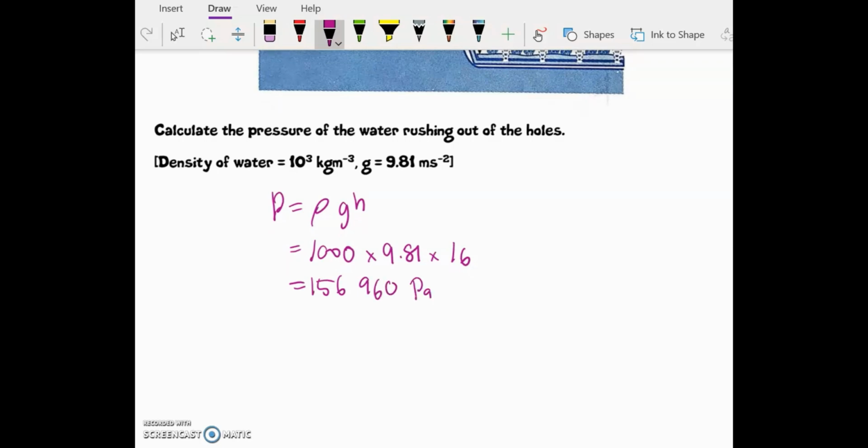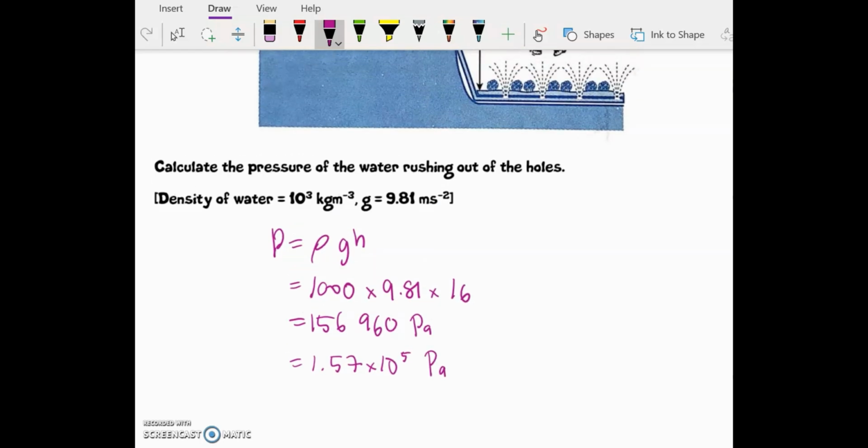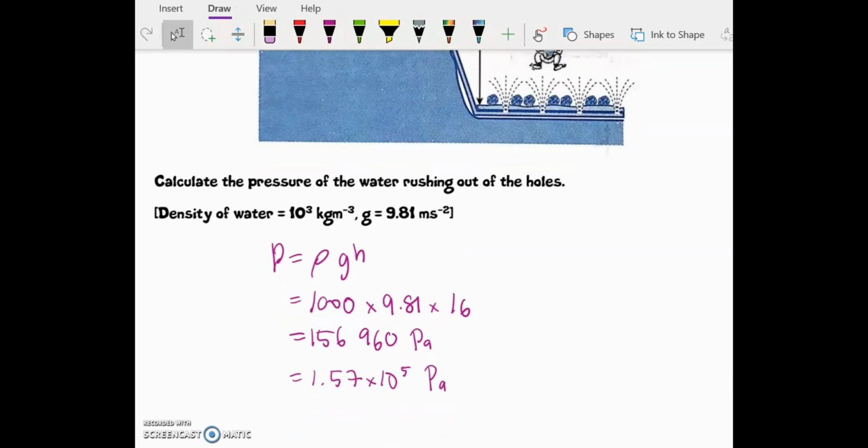156,960 Pascal, or in standard form 1.57 times 10 to the power of 5 Pascal.